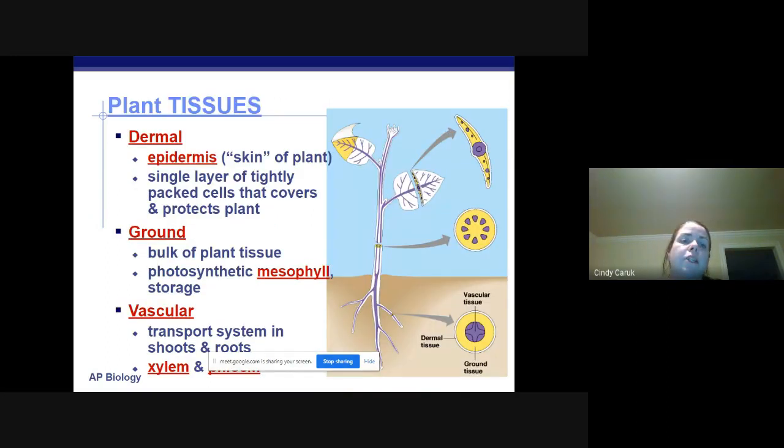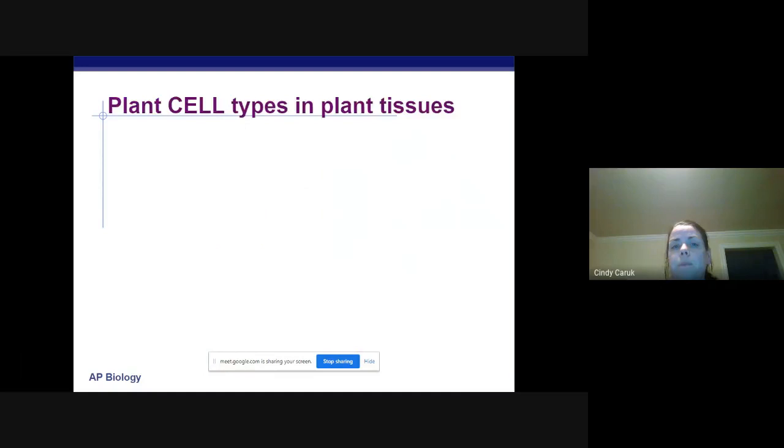All right, plant tissues. You have three types of tissues. Dermal, we said protects the plant. Ground, that's most of your plant tissue. It's going to do the photosynthesis with the mesophyll, but also storage tissue. And then vascular, the xylem and the phloem. And they have three main cell types. Just like you have cell types, if you remember the histology lab, they have cell types.